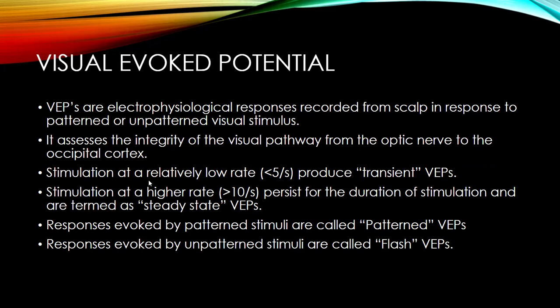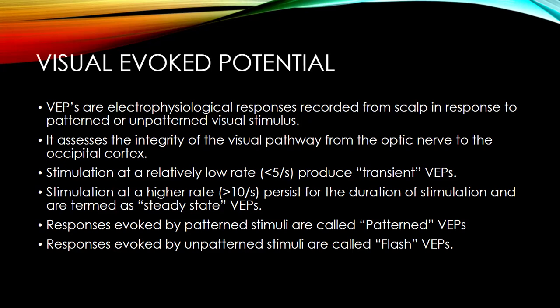There are many different types of visual evoked potentials. That again depends on the type of stimulus that we give, the duration of the stimulus, and the different patterns of stimulus. Stimulation at a lower rate produces transient visual evoked potentials, whereas stimulation at a higher rate that persists for the duration of the stimulus is called steady state visual evoked potentials. The responses evoked by pattern stimuli are called pattern VEPs, and responses evoked by unpatterned stimuli are called flash VEPs.